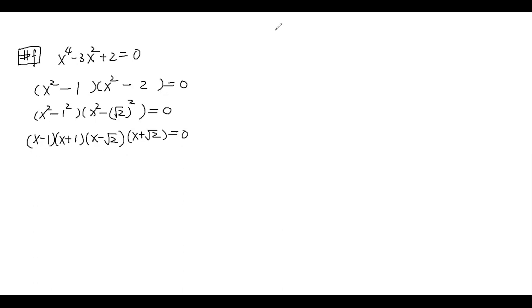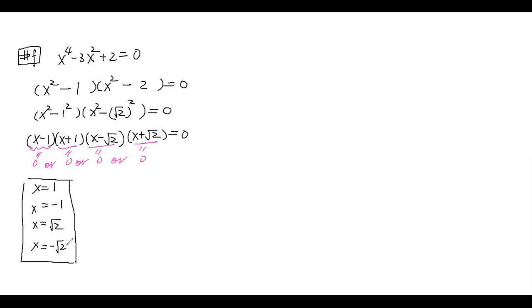So we know by the multiplication rule, that means this one equal to 0, this one equal to 0, this one equal to 0, this one equal to 0, right? So it's this one or this one or this one. Okay, so what is my x value? X equal to 1, x equal to what? Negative 1, x equal to what? Square root of 2, and x equal to the negative square root of 2. Right? So I have 4 real number solutions here. So far, so good?